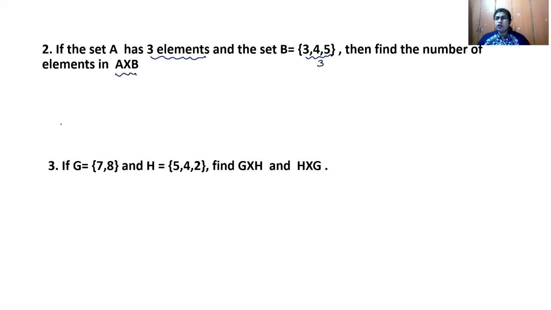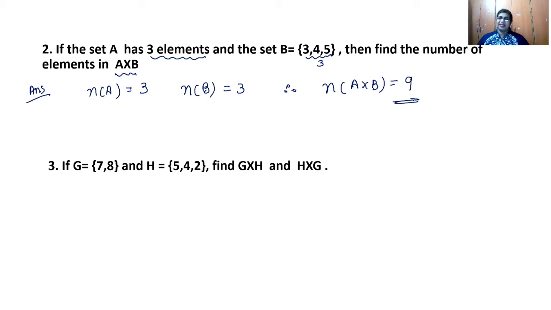I had given you one note. If n of A is equal to m and n of B is equal to n, then what is n of A cross B? How many elements are there in A cross B? mn elements. So same way here, my solution is n of A, number of elements in the set A is equal to 3. Number of elements in the set B is also 3. So therefore, number of elements in the cross product A cross B is equal to 3 into 3, which is equal to 9. Very simple it is. Okay. Hope you have understood.